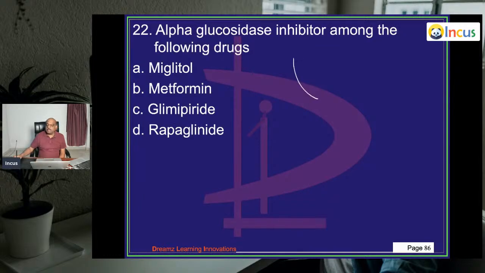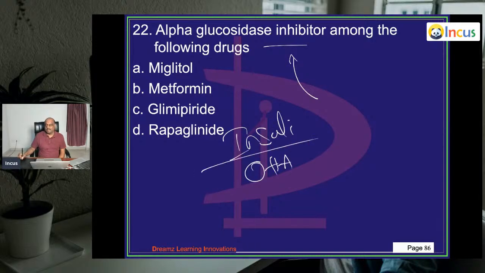Alpha glucosidase inhibitor, which one? I already told you. Definitely one question will come from insulin, oral hypoglycemic agents.